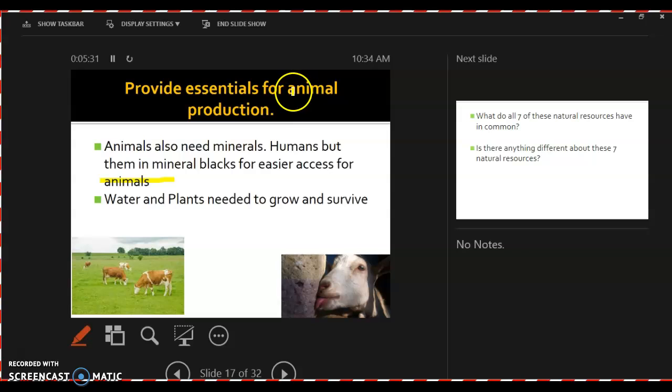Provides essentials for animal production. Animals need minerals. Humans provide mineral blocks for easier access for animals. For example, I have some cows at my house, and they will show when they need mineral blocks. Our cows dig a lot when they're looking for that mineral block because we don't move it most of the time. We try to put it in the same spot every time, but we give them mineral blocks so they can grow. It helps aid in their growth.